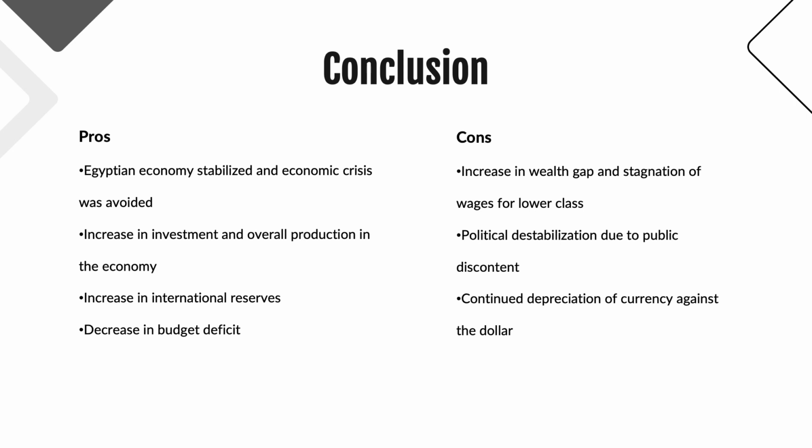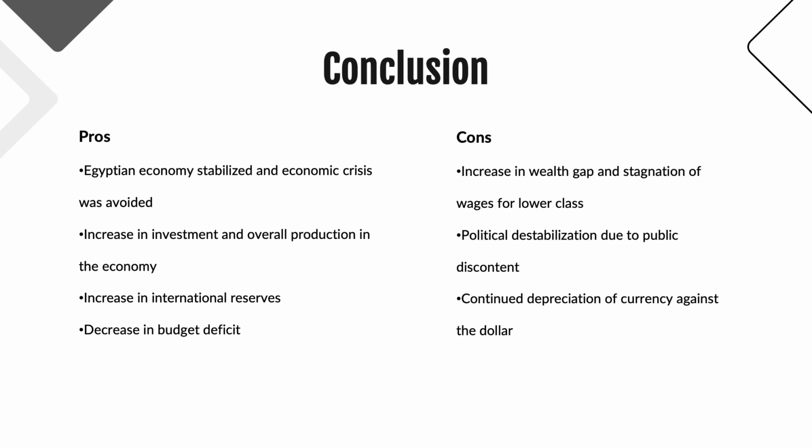In conclusion, there are some pros and cons of the intervention of the IMF in Egypt's economy. The pros were the Egyptian economy stabilized and economic crisis was avoided, increase in investments and overall production in the economy, the increase in international reserves, a decrease in budget deficit, and some cons were an increase in wage gap and stagnation of wages for lower class, political destabilization due to public discontent, and continued depreciation of currency against the dollar. Ultimately, the IMF is said to have benefited some but not all socioeconomic groups.